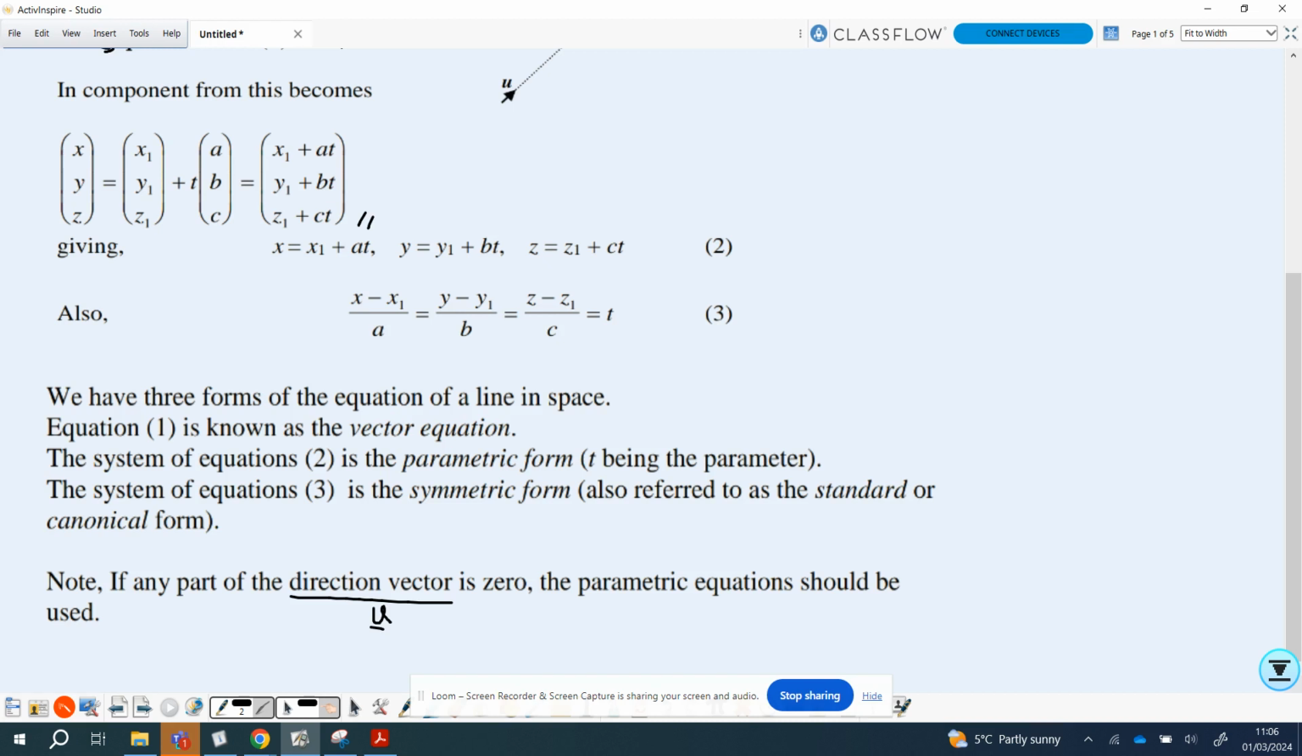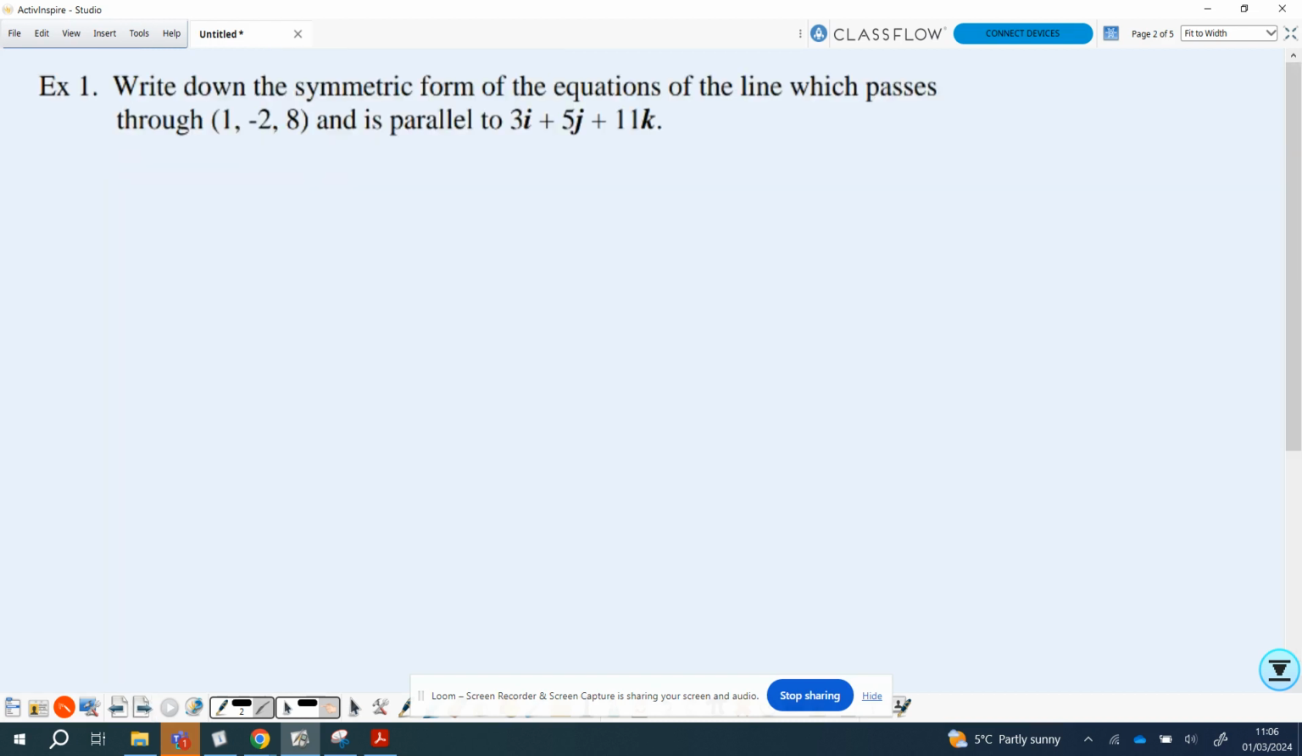So go back and read over anything you're unsure of before you go into the examples. We're going to look at four examples. They are quite quick to answer, to look at how these work. So let's look at the first example. Example 1 asks us for the symmetric form of the equations of the line which passes through the coordinate (1, -2, 8) and is parallel to the vector 3i plus 5j plus 11k.